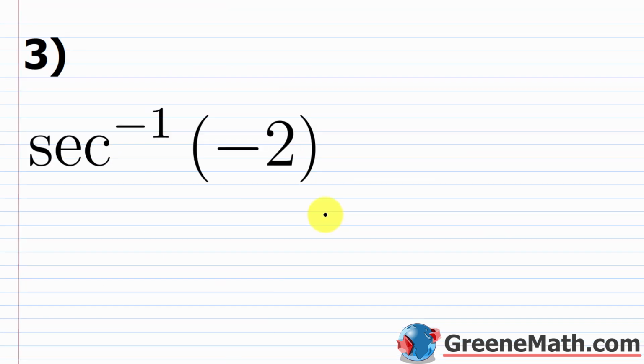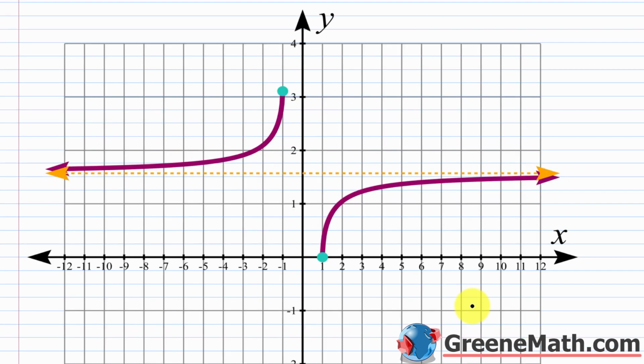All right, let's take a look at problem 3. So here we have the inverse secant of -2. So we're going to end up converting this over into an inverse cosine function problem. But before we do that, let's just look at the graph again for the inverse secant function. So y is equal to the inverse secant of x. So the graph looks something like this.